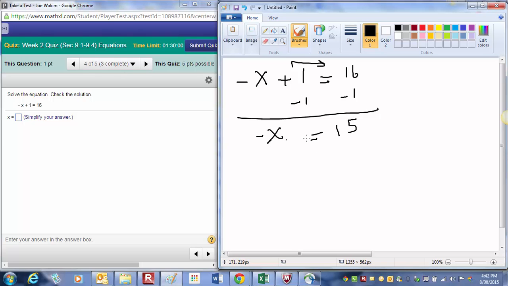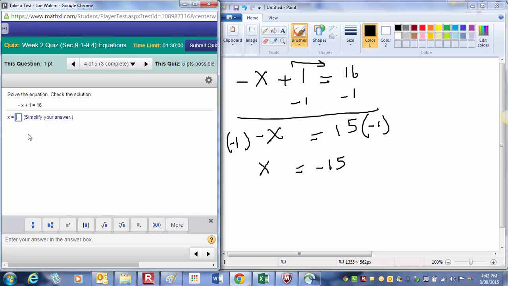But I don't want negative x. I want just x by itself. So let's multiply both sides by negative 1. And then negative times negative is positive. So that would bring me x. Negative times 15 is negative 15. So my final answer is negative 15. You can check: negative 15 becomes positive 15 plus 1, 16. Next.